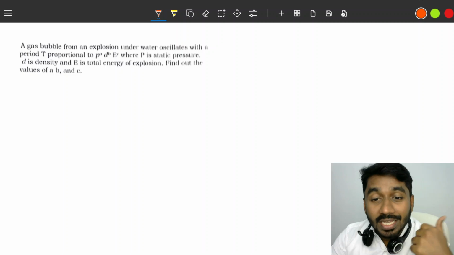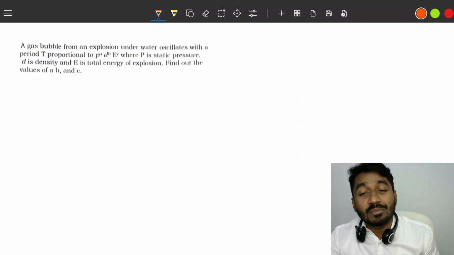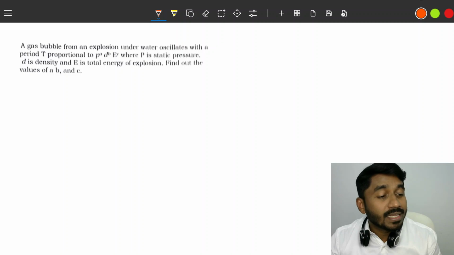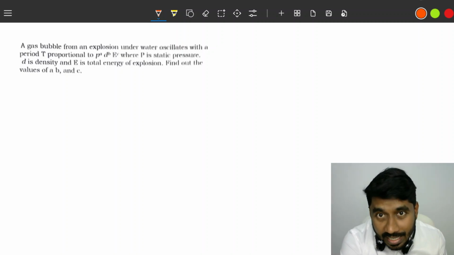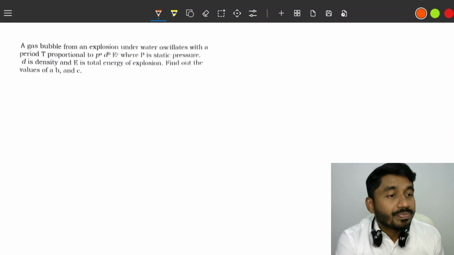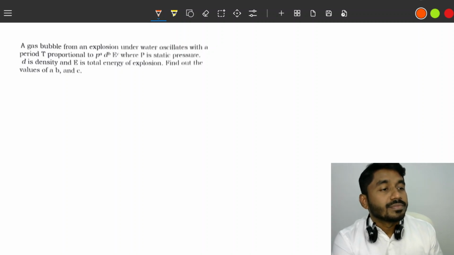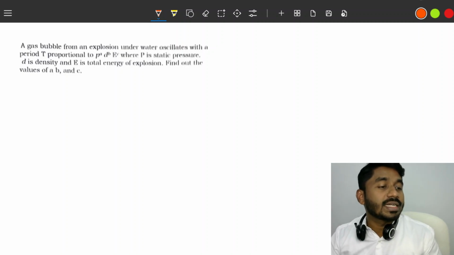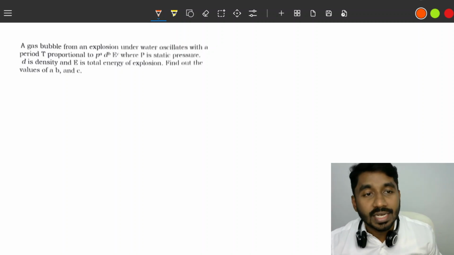Okay. This is another type of question which can be asked from this chapter: creating an equation using dimensional analysis. Once again guys, creating an equation using dimensional analysis. Okay, let's see this one.